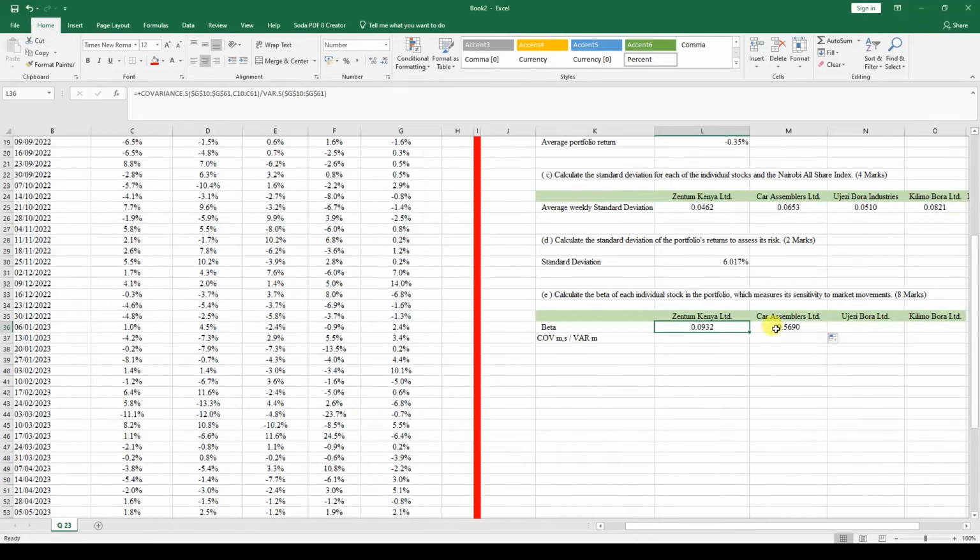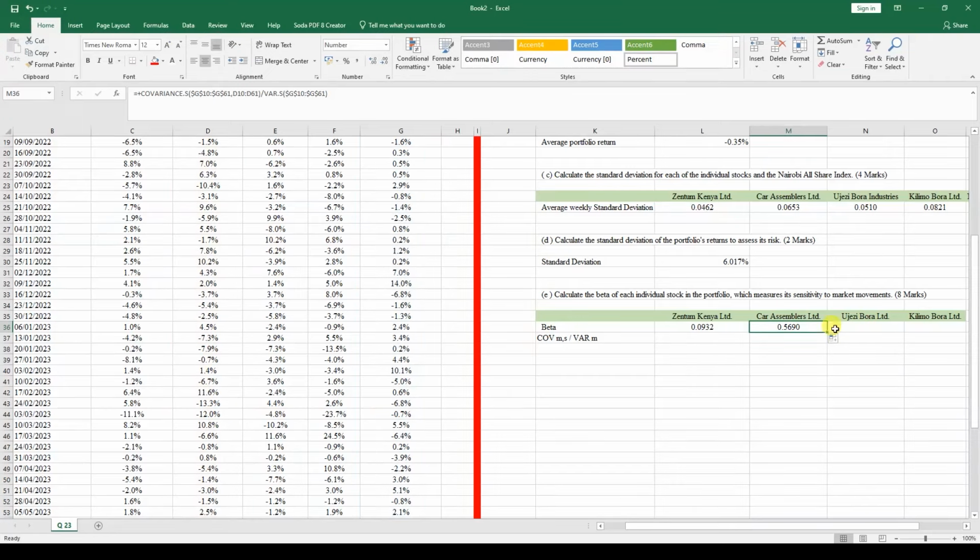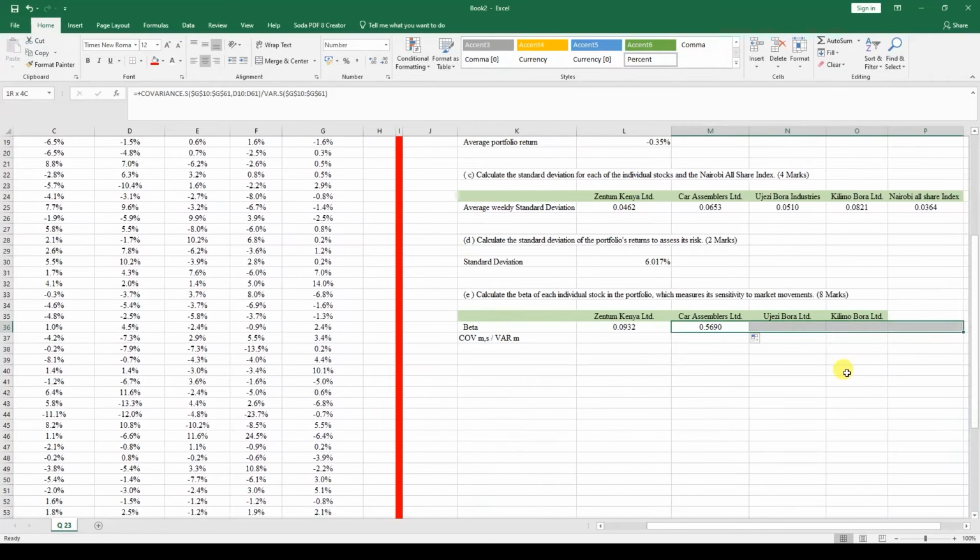Now we move on to the second one. It actually picks, but the variance of the market remains, the covariance of the market remains. So we can see that the model is foolproof.